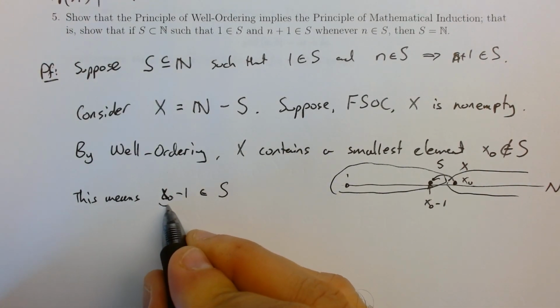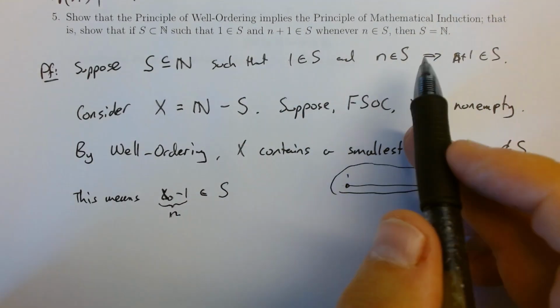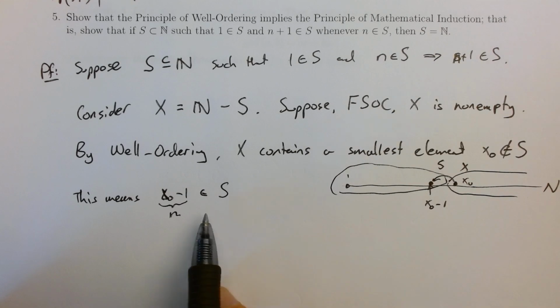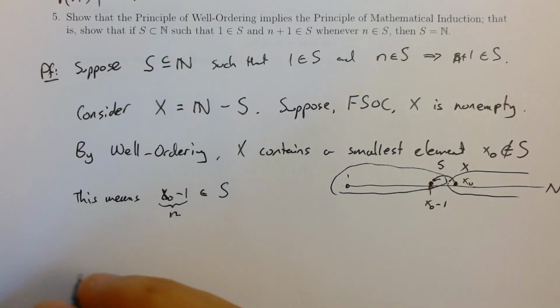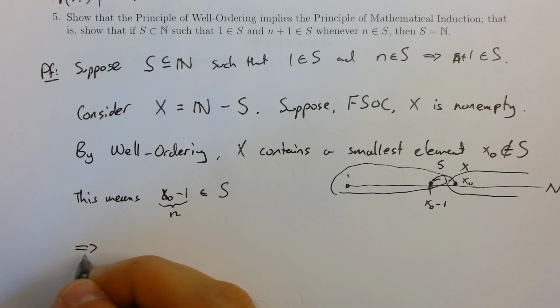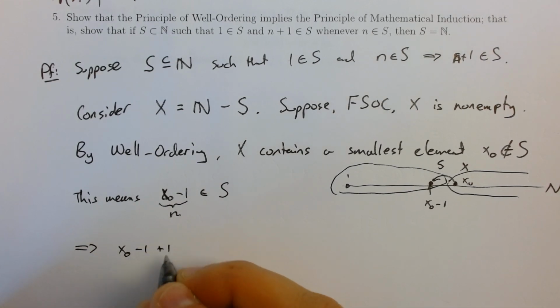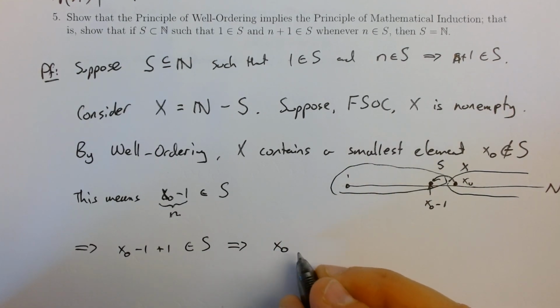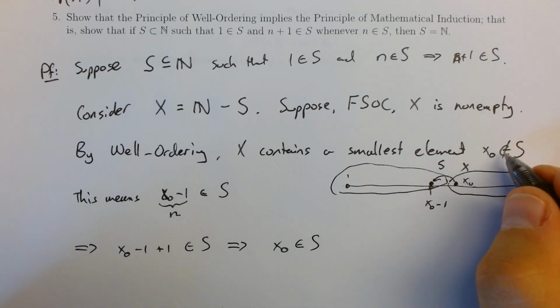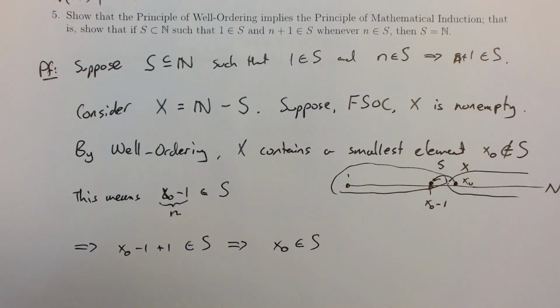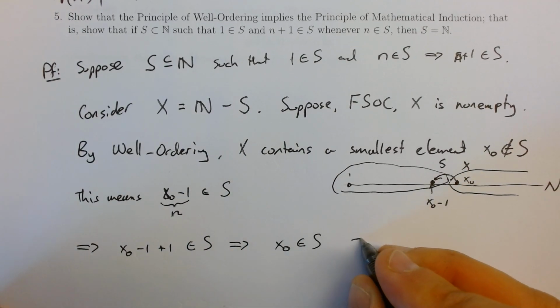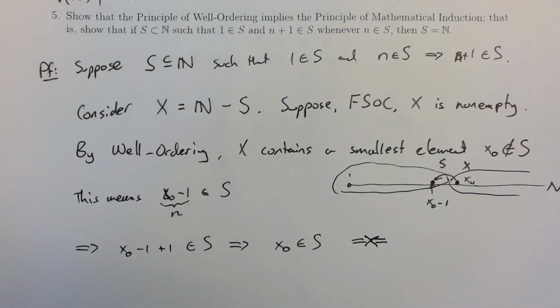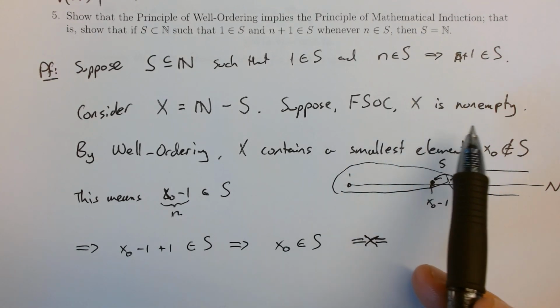But we can think of this as our n. So if n is in S, then the next element is in S. So if this is in there, then the next one is in there. So this implies that the next element is in S as well, but that's also saying that x0 itself is in S. But that's a contradiction because x0 is the smallest element in X, which is elements that are not in S. So here we get a contradiction. This is my symbol for contradiction. So that contradicts our assumption that X was not empty.